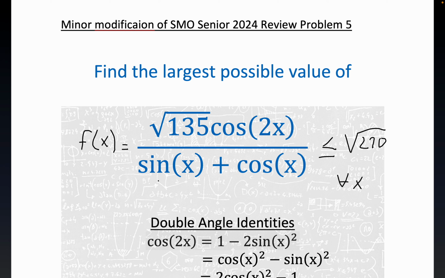Where the usual caveat, like when you're doing trig identities, prove it's true for all values of theta in the domain of the expression, blah blah blah. But anyway, that's the answer to the question, ladies and gentlemen. I thought it was an interesting problem, and again, this is a modification of an SMO Senior 2024 review problem. But in any event, good night.